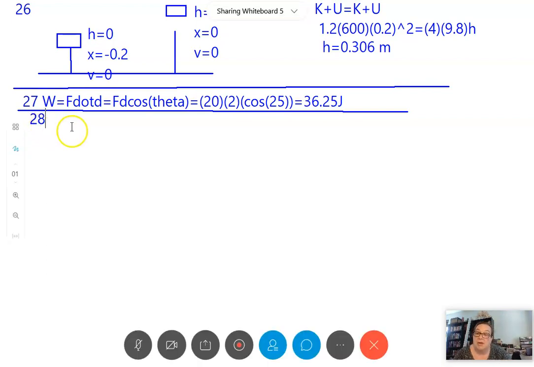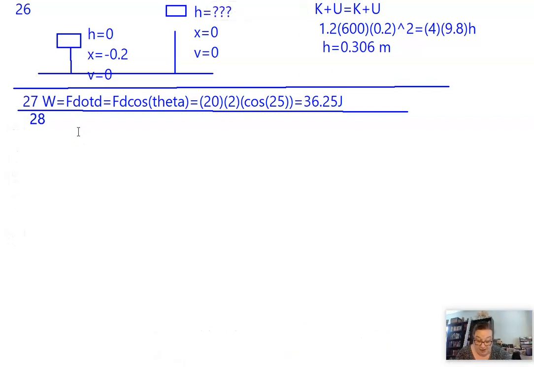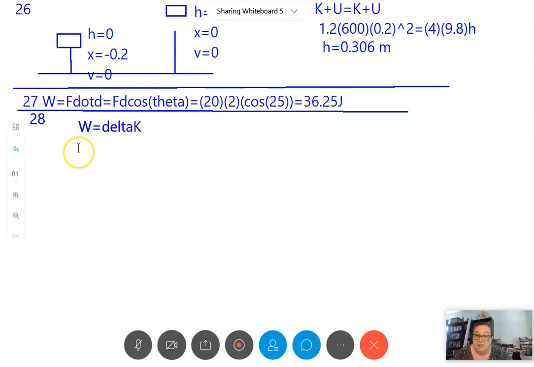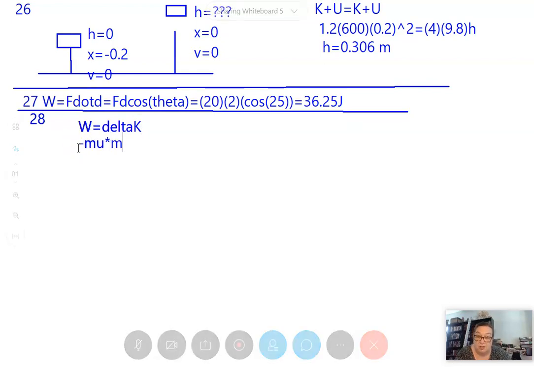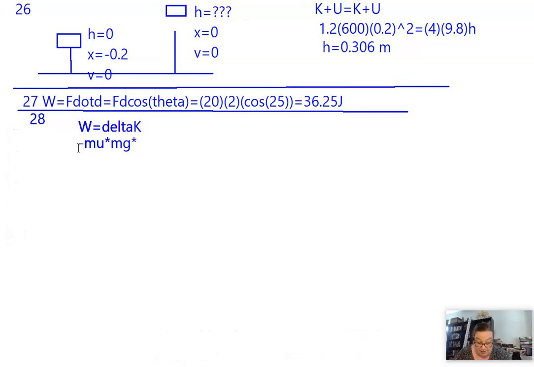So again, this one can be done either with forces and kinematics or with the work energy theorem. I'm going to choose to use the work energy theorem here to save time. And that tells us that the work done by friction has to equal the change in kinetic energy. And so in this case, the work done by friction is minus mu times the normal force, which is going to be mg, times the distance, and that's got to equal 1/2 mv squared.